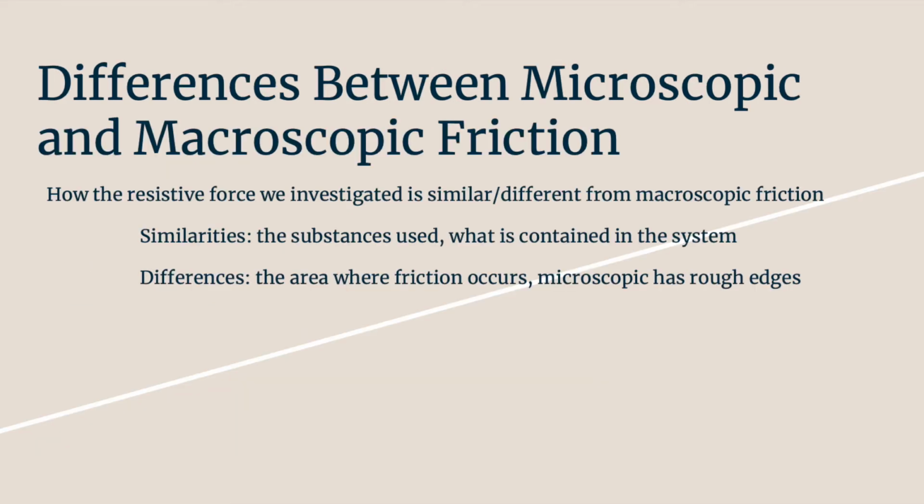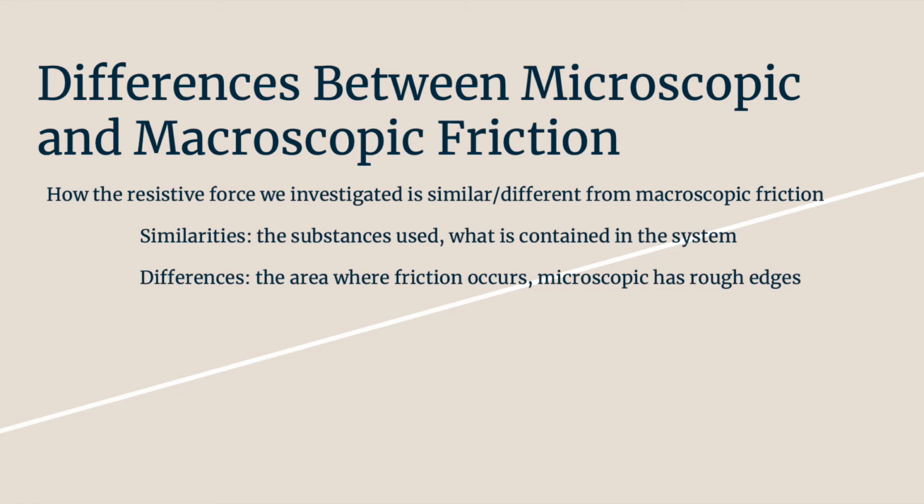When looking at the resistive force tested in our experiment, we compared the components of microscopic and macroscopic friction that affected the ball as it was falling into the liquid. We found that the substances used in each trial had varying degrees of friction, while the objects in the system were the same in each trial. This is similar to macroscopic friction.